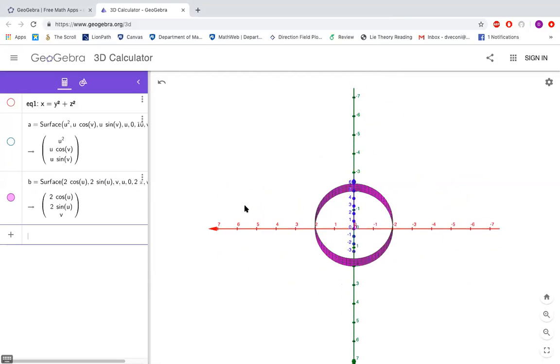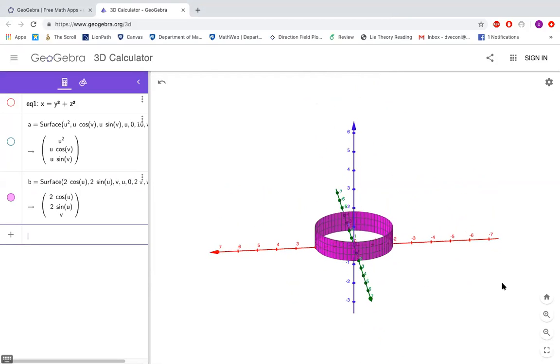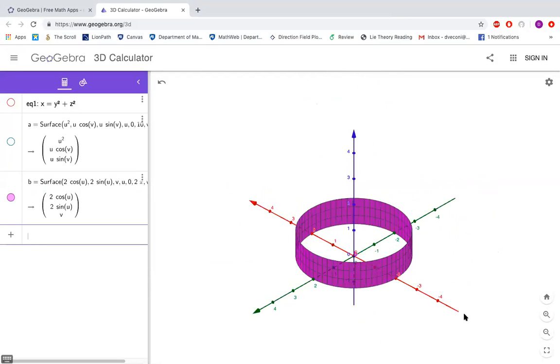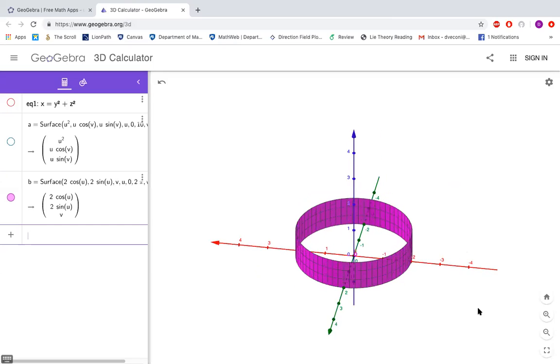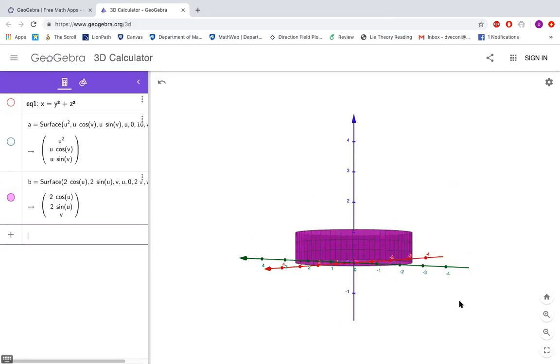That's about all there really is to it. And if you zoom in, you can see these grid lines, the coordinate lines that are given by this parametrization.